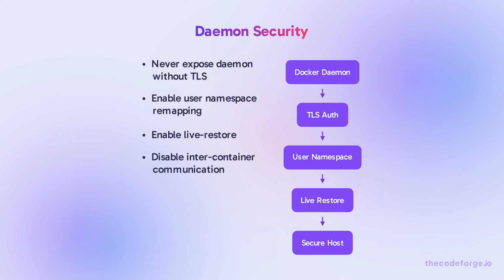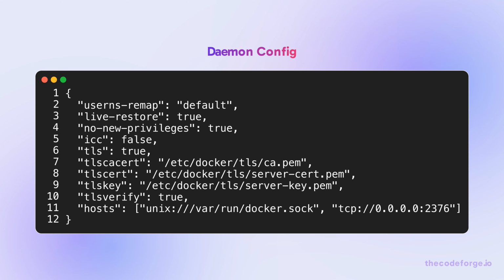The Docker daemon is the control plane. Expose it only with TLS and client certificates. Enable user namespace remapping so container root maps to an unprivileged host user. Enable live restore and disable inter-container communication. Here's a secure daemon JSON configuration. It enables user namespace remapping, live restore, no-new-privileges, and TLS with client certificate authentication. The daemon listens on port 2376 with TLS required.